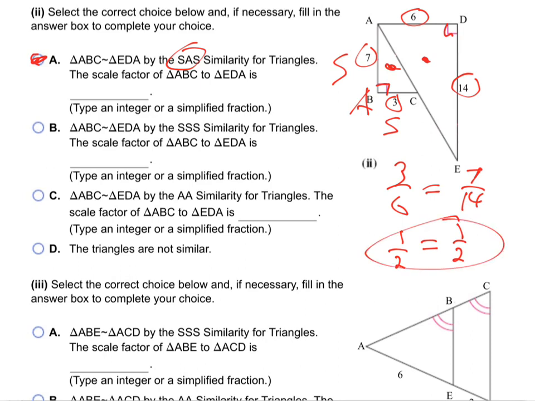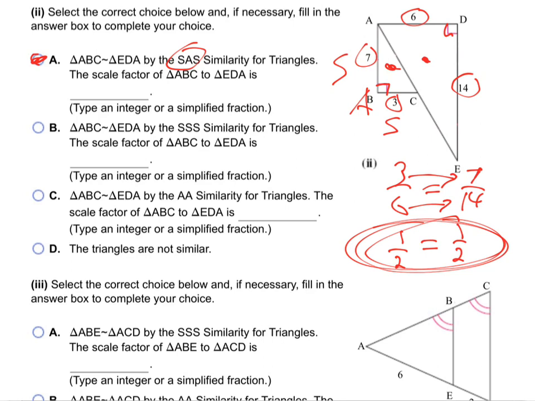Their sides aren't equal. This is not the same as side, angle, side identicalness. For that, the sides would have to be exactly equal, not just in the same ratio. This is side, angle, side identicalness. I'm sorry, proportional. These are just proportional, same fraction, right? 3 doesn't equal 7, 6 doesn't equal 14. They're just in the same ratio.